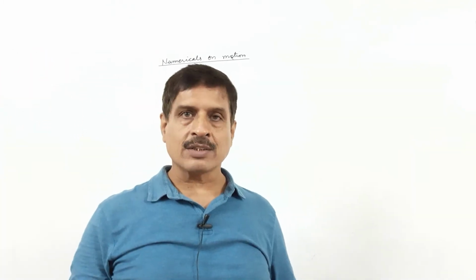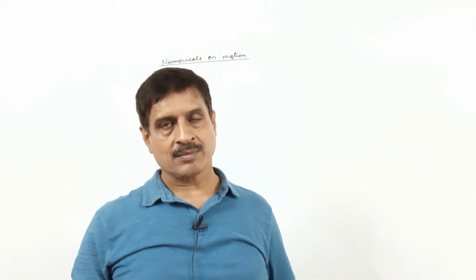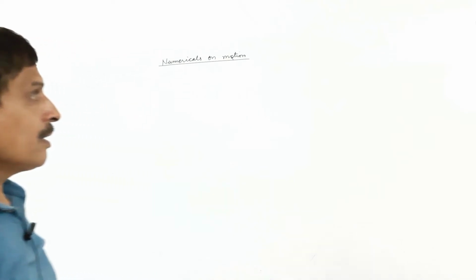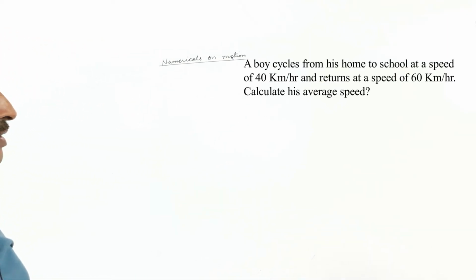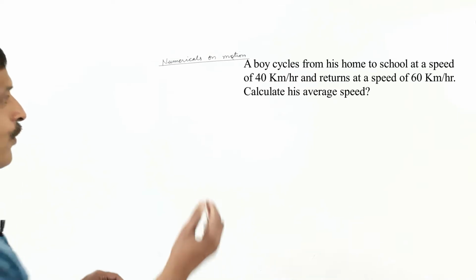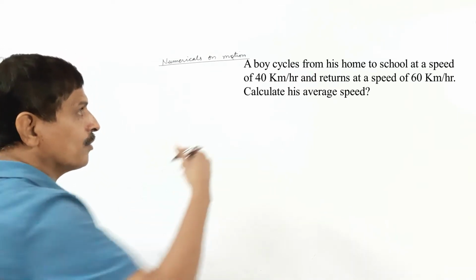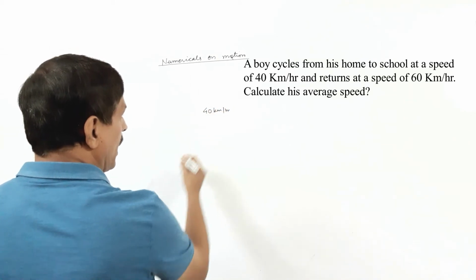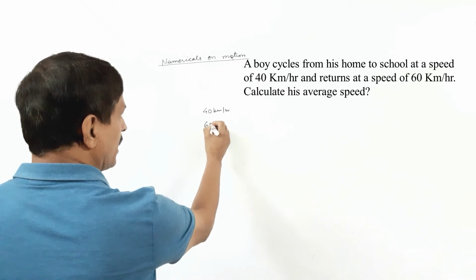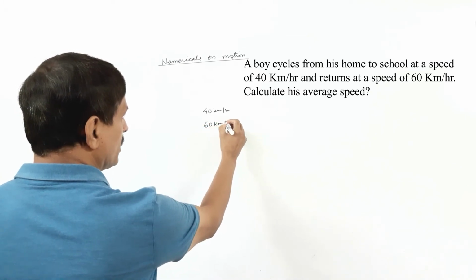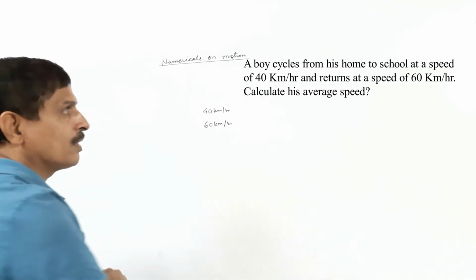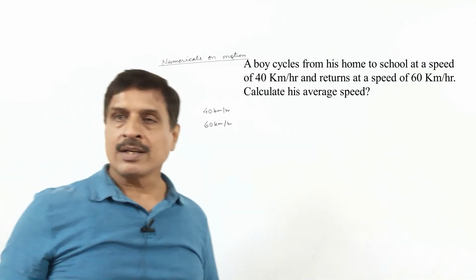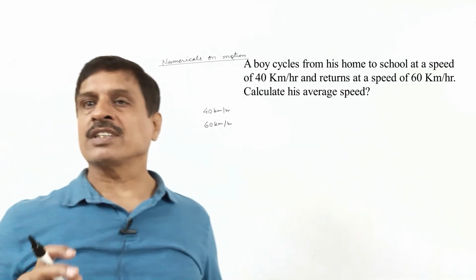Now we will take up numericals of motion. First numerical: a boy cycles from his home to his school at a speed of 40 km per hour and returns back at a speed of 60 km per hour. Then calculate his average speed.